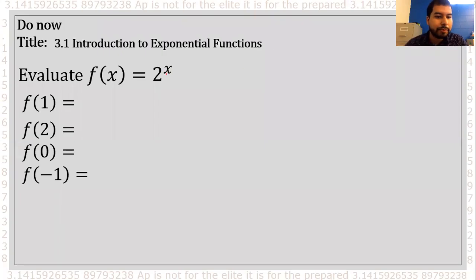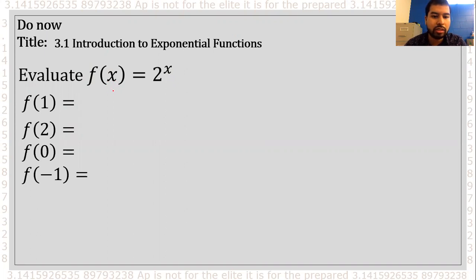Hello, everyone. So we're gonna start this new unit. This unit will be about exponential functions and logarithmic functions. Let's start off with this warm up and find out what we know about evaluating exponential functions.